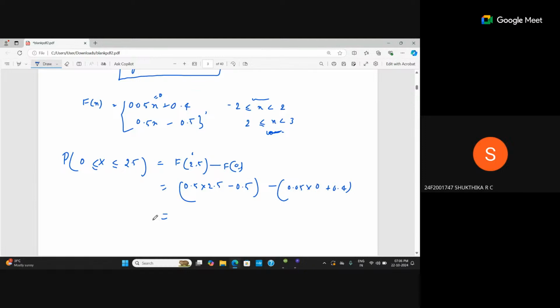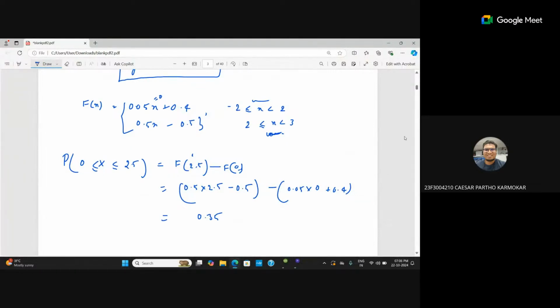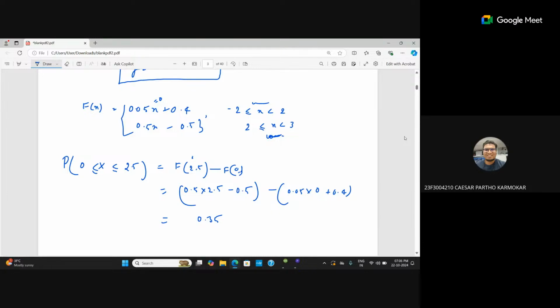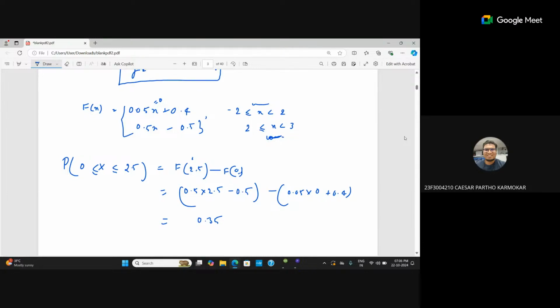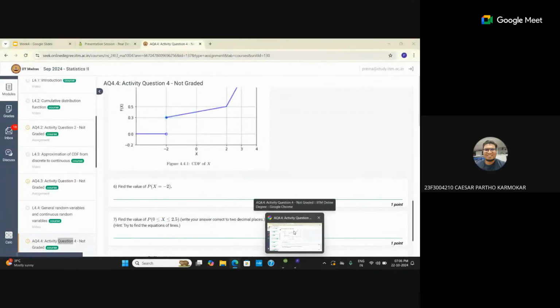Yes, ma'am, it's correct. What is the answer? Ma'am, 0.35. Okay. Now is it clear? Ma'am, why are we not considering probability 0 at 2.5? I mean, at 2.5 there is no jump, ma'am. So why aren't we considering 0 probability?